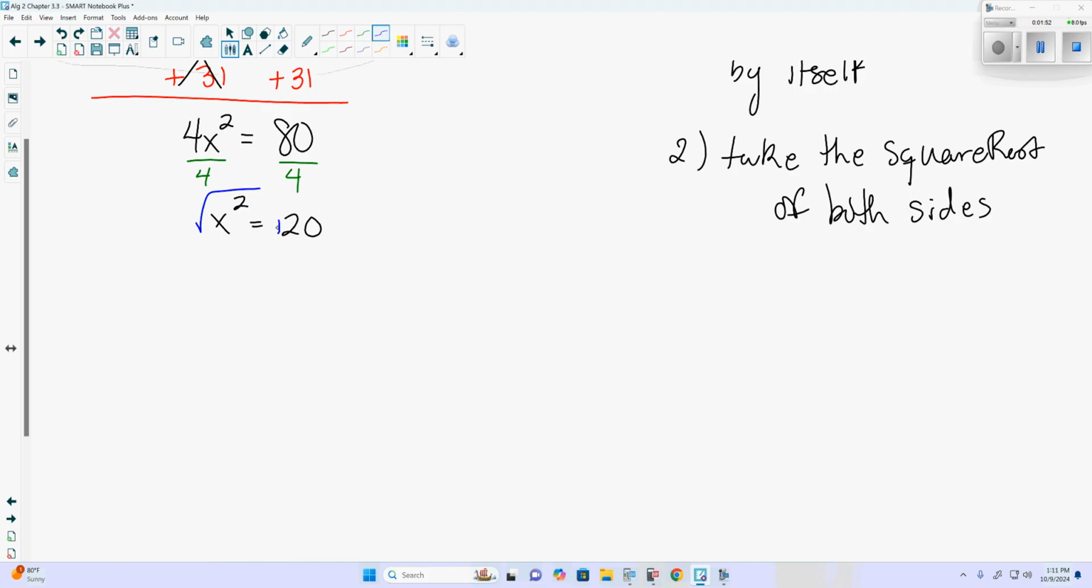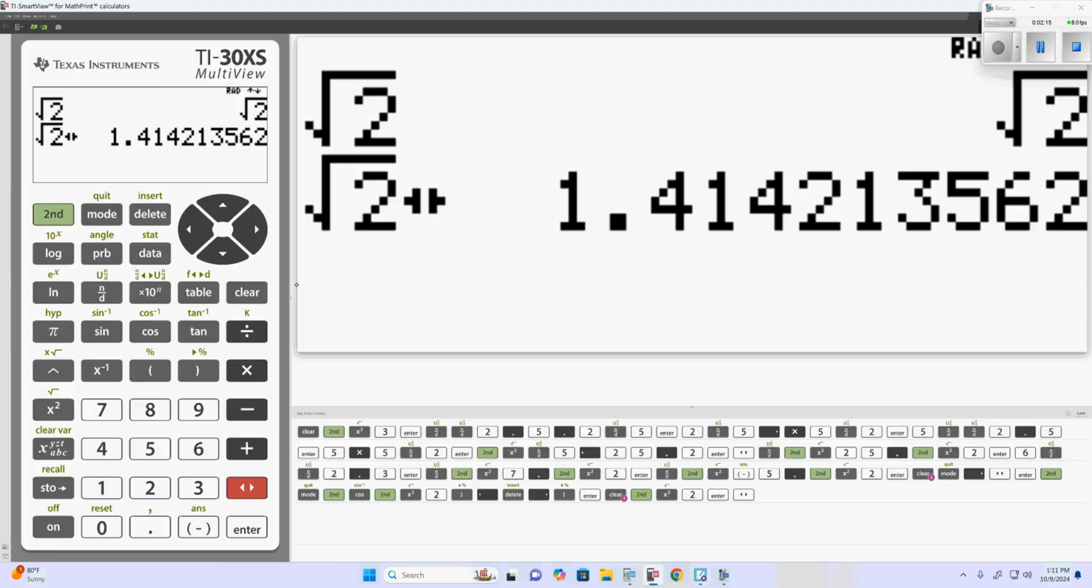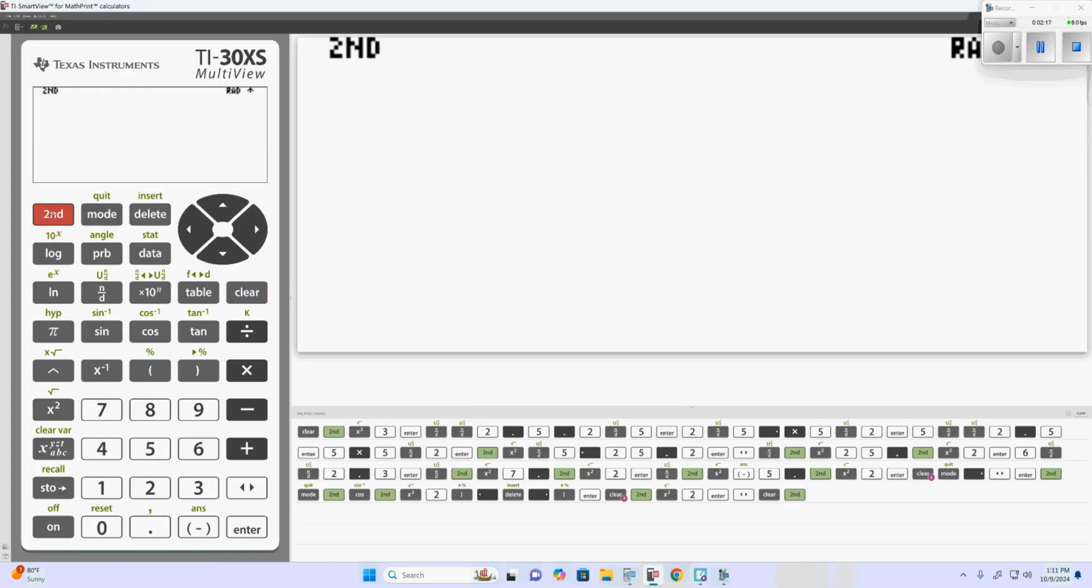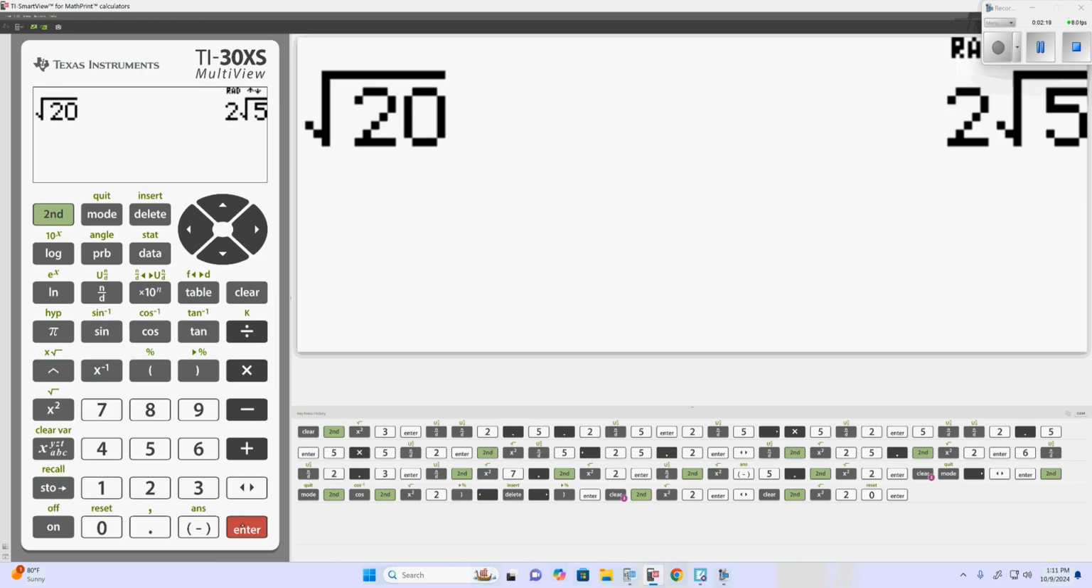So here we would take the square root of x squared and the square root of 20. Well, our square root of x squared would be x. Anytime we take the square root of both sides, we have to put a plus or minus, because what we're looking at is what times itself is 20. Then we need to find out what the square root of 20 is. The calculator is nice about this, because I can plug in the square root of 20, and it'll tell us in simplest radical form, it is 2 square root of 5.